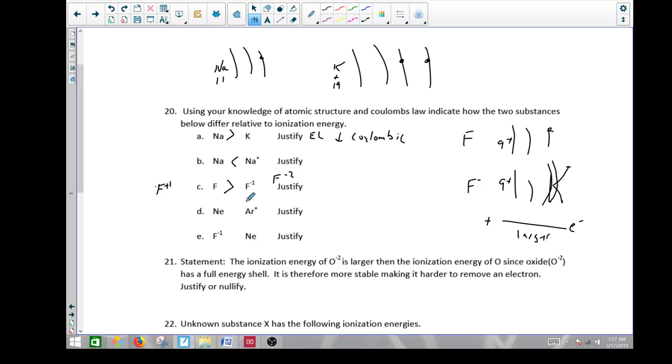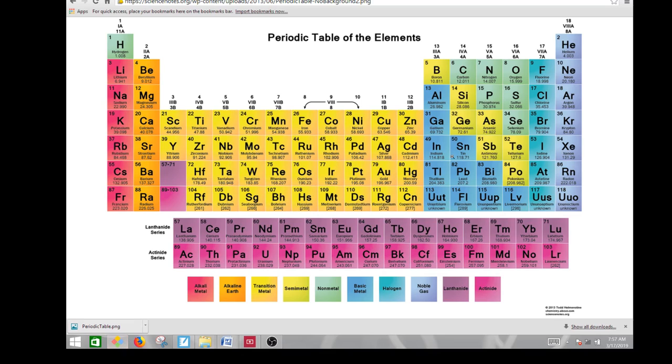The most common wrong way is, oh, fluoride's got a full shell, it's more stable. No. Think of it in terms of Coulomb's law. The atom doesn't care that its energy level is full, per se. Coulomb's law doesn't care. All right, neon versus argon plus. Okay, let's find these guys. Neon is located right here. Argon apparently lost an electron, so it's back here.